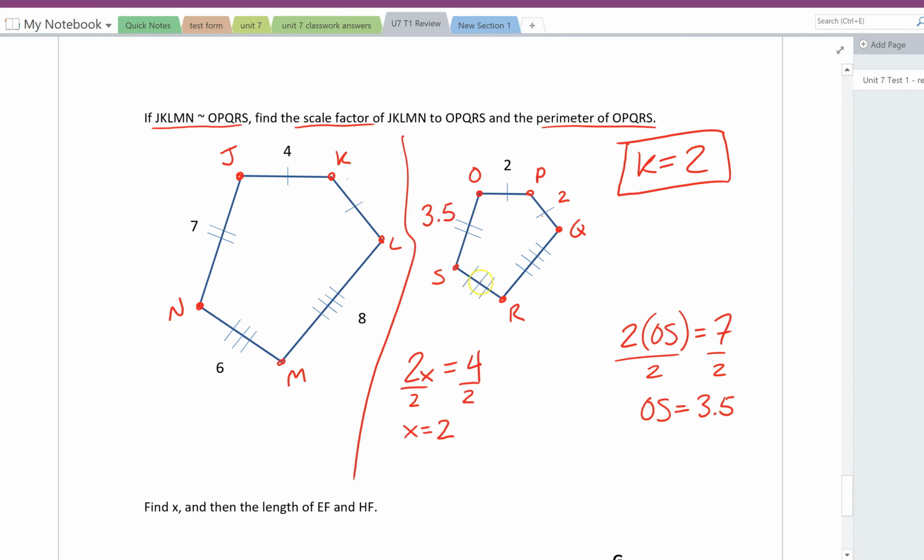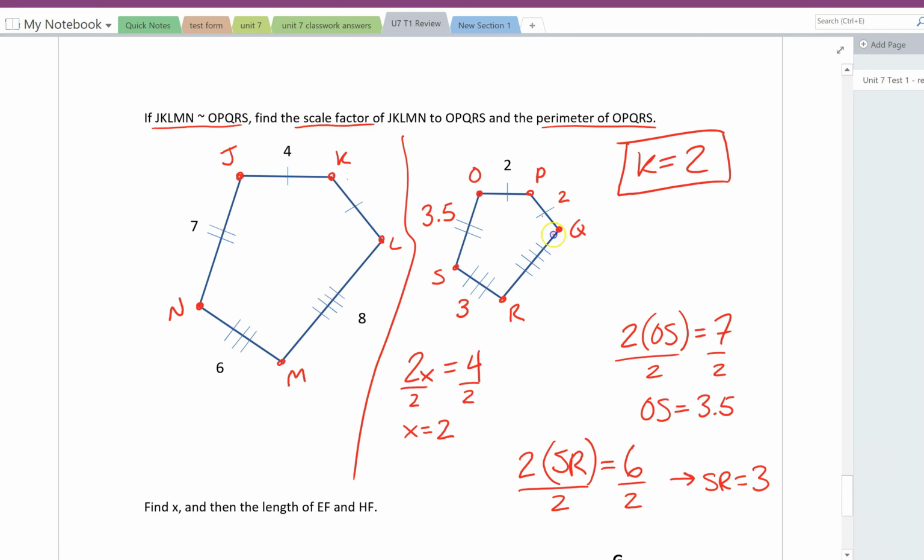SR down here. Again, the side that corresponds with SR is NM, which I'm told is 6. So SR, just like before, if I multiply it by the scale factor of 2, I would get NM, which is 6. So 2 times SR gives me 6. Divide both of those by 2. SR then would be 6 divided by 2, which is 3. So this side is 3.